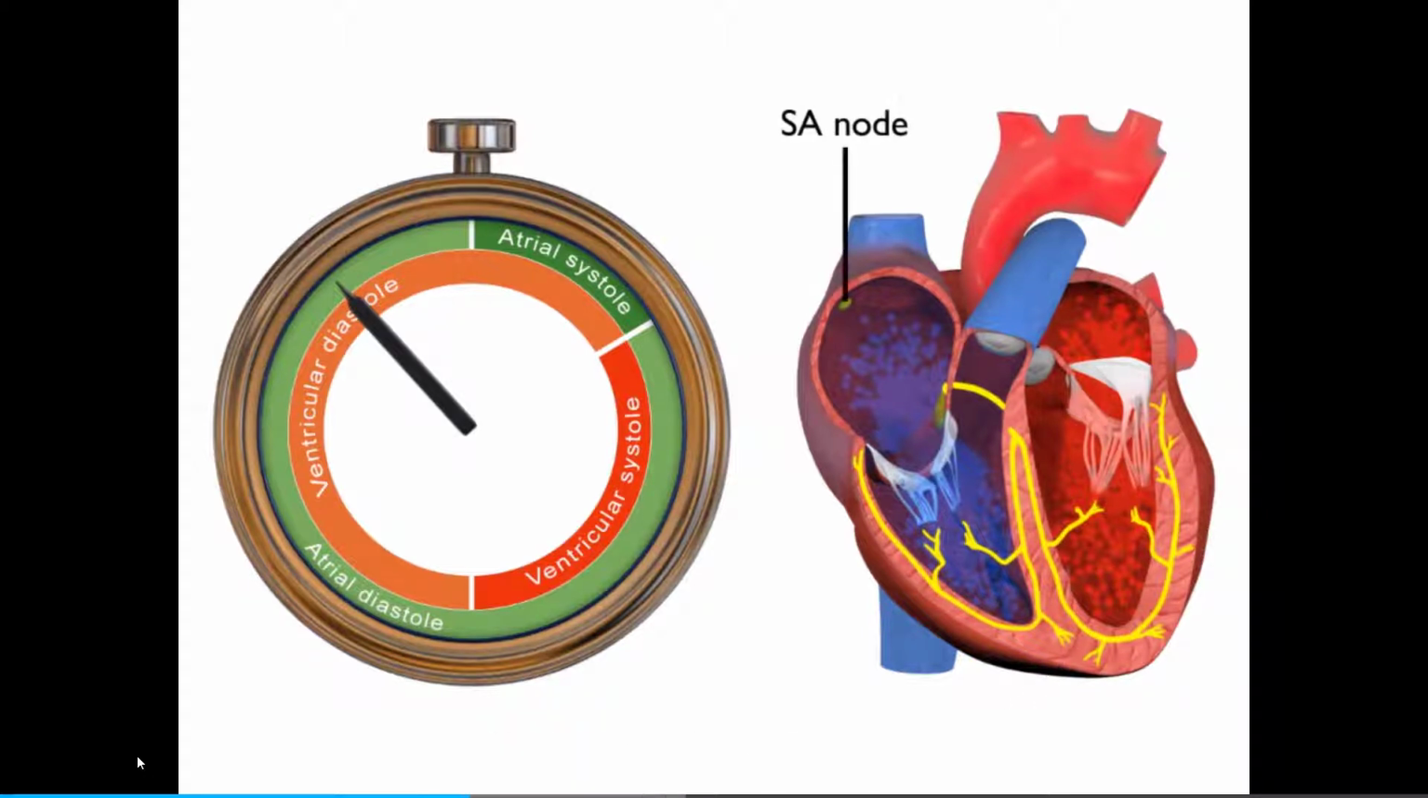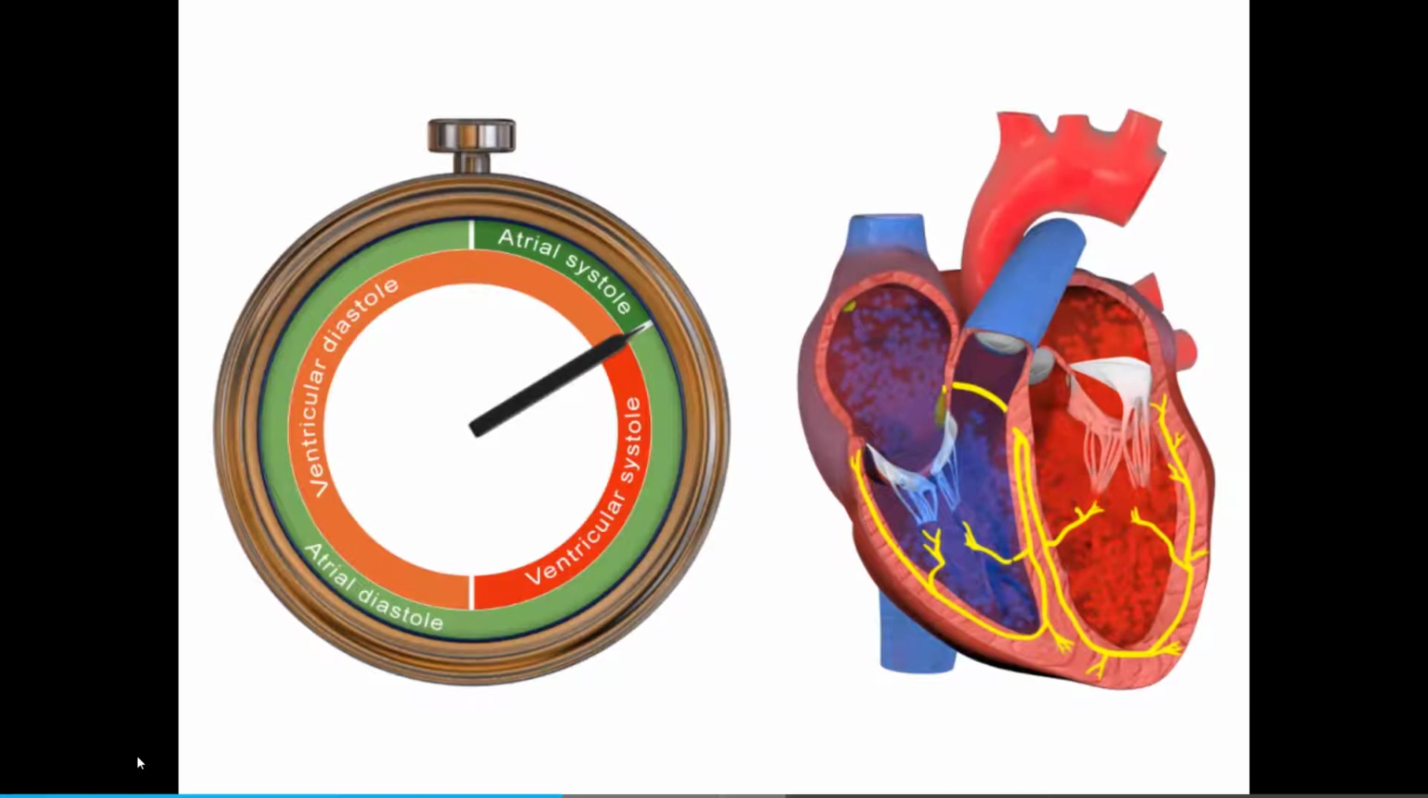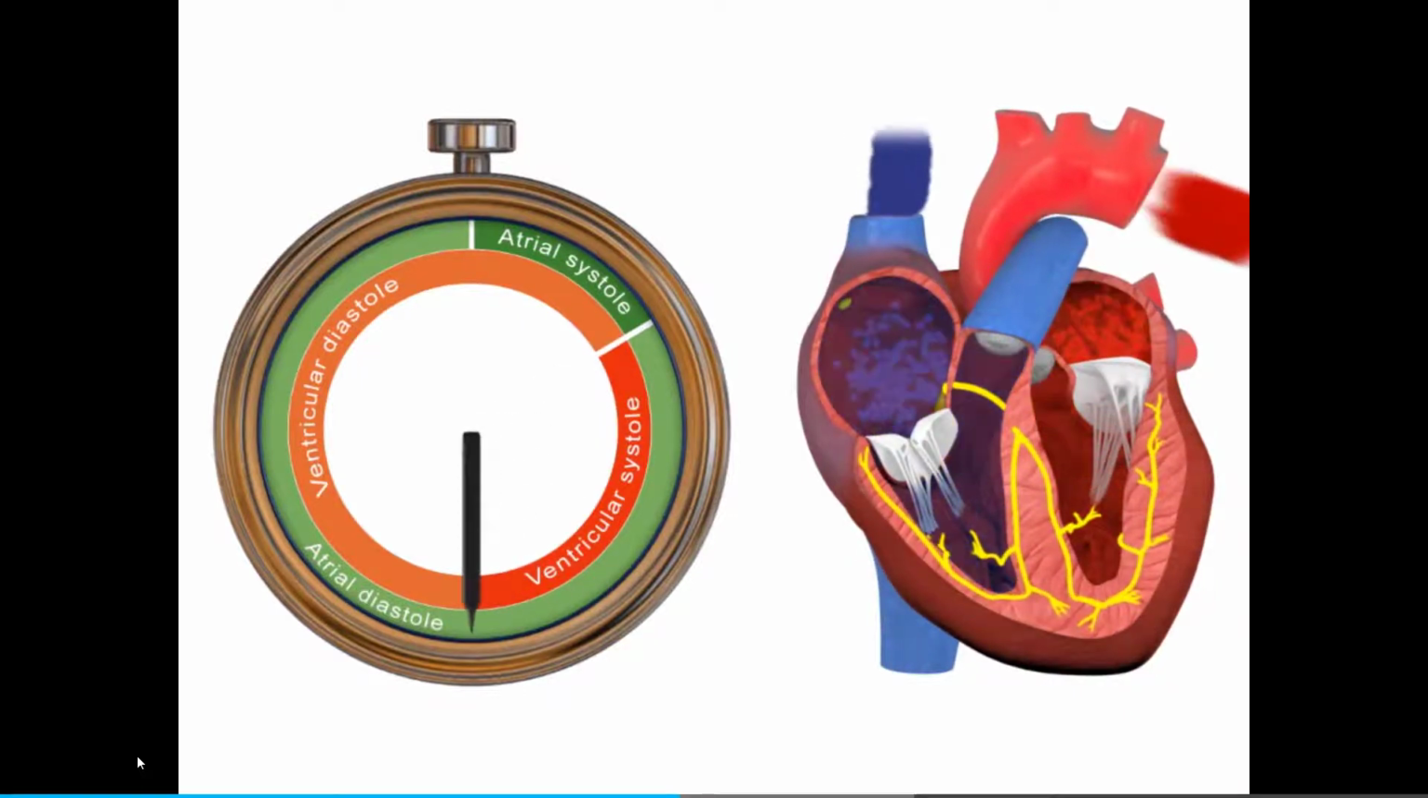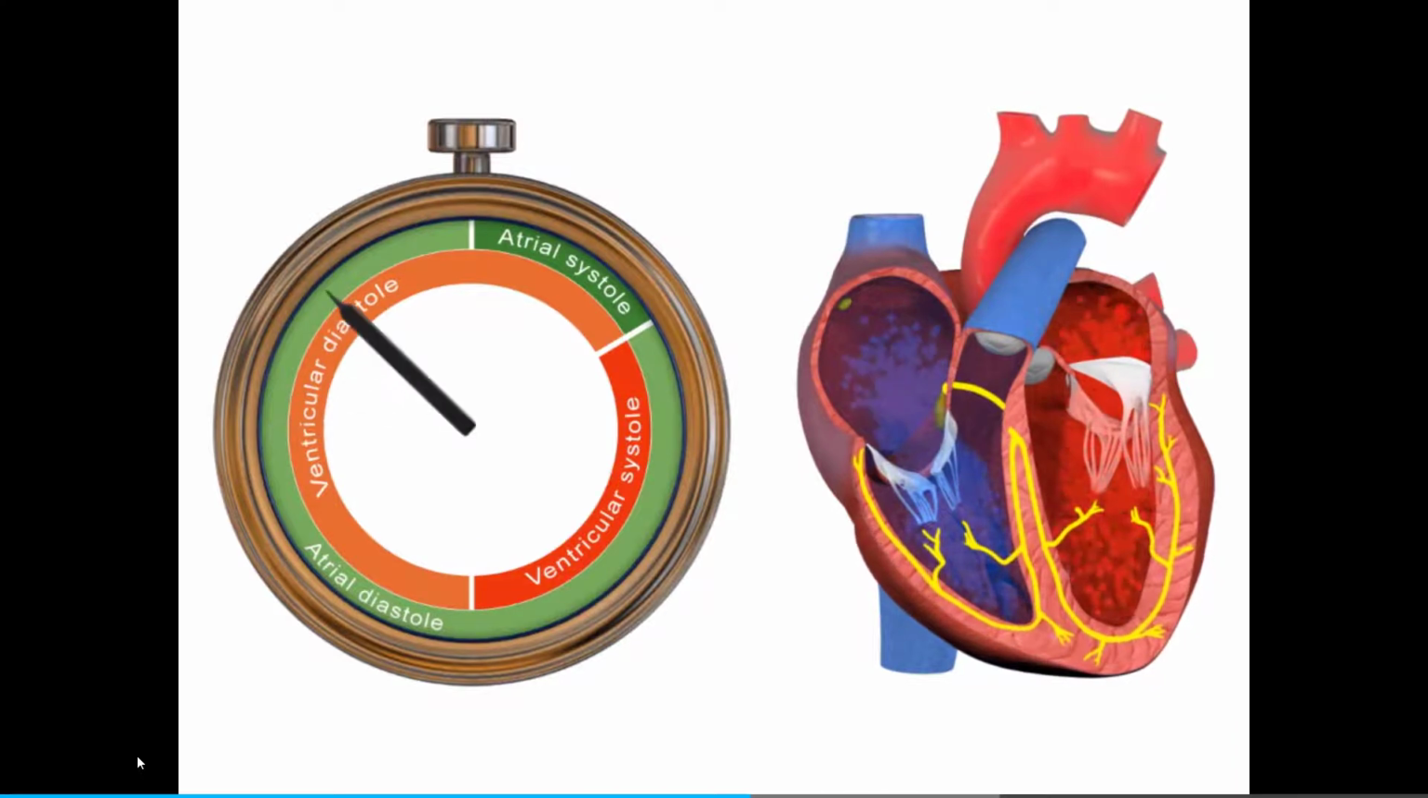The sinoatrial, or SA node, initiates depolarization and systole of the atria, while the ventricles are in diastole. This is followed by depolarization of the ventricles and ventricular systole, while the atria are in diastole. Finally, between heartbeats, there is a period when the atria and ventricles are both in diastole.